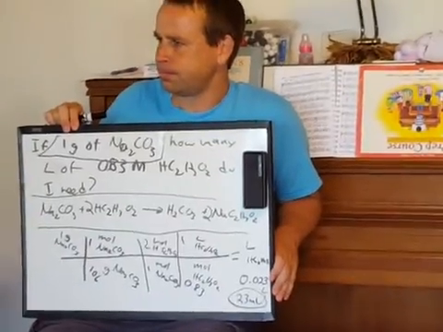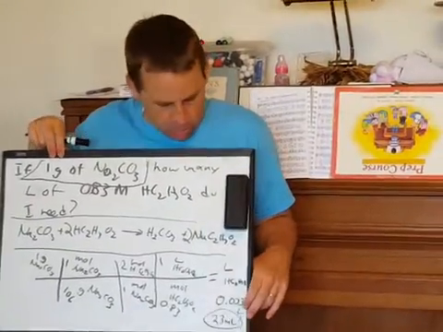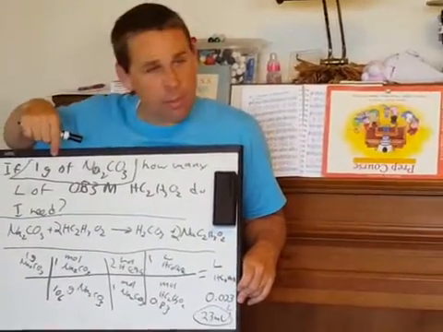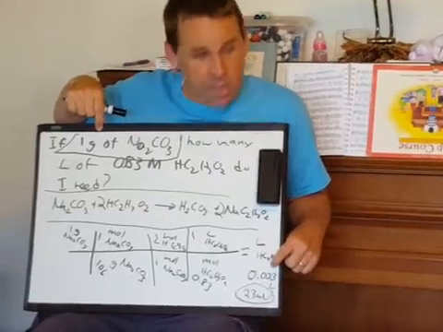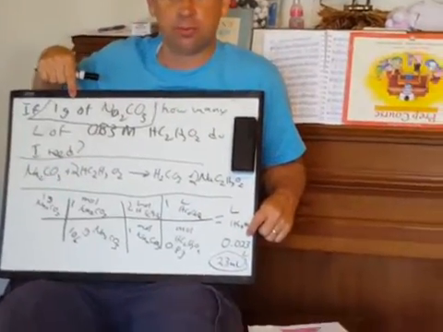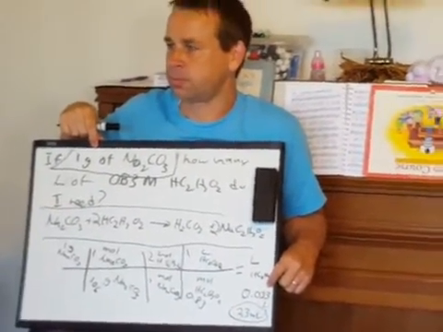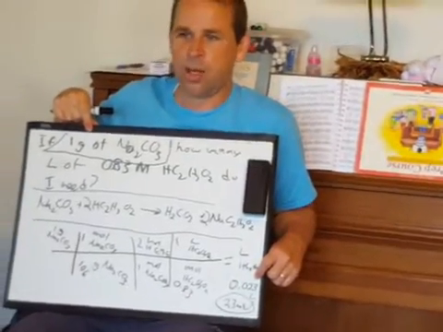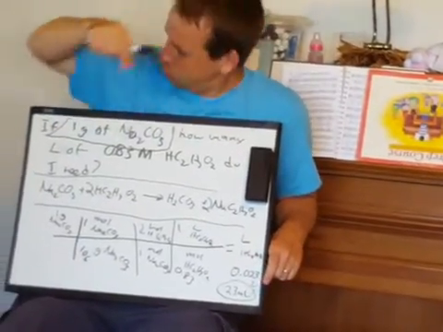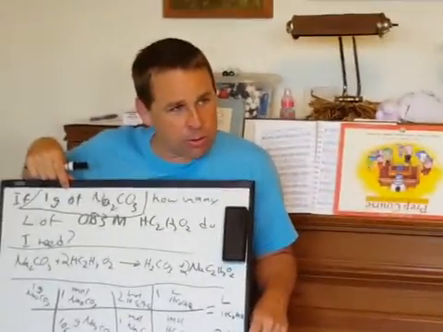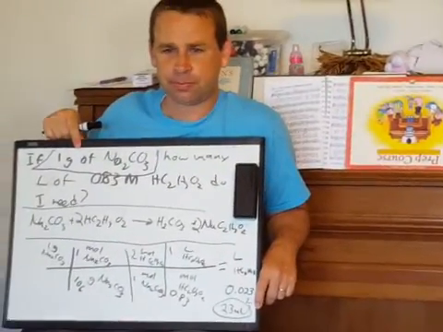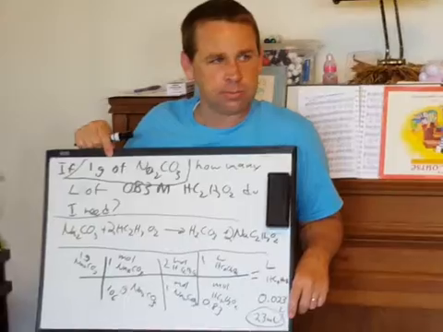Now, what happens if I put 1 gram of this and 46 milliliters of this stuff? I still have 23 unreacted. Yeah, that's right. What if I put in 2 grams of this and 23 of this? You'll have 1 gram of unreacted sodium carbonate.